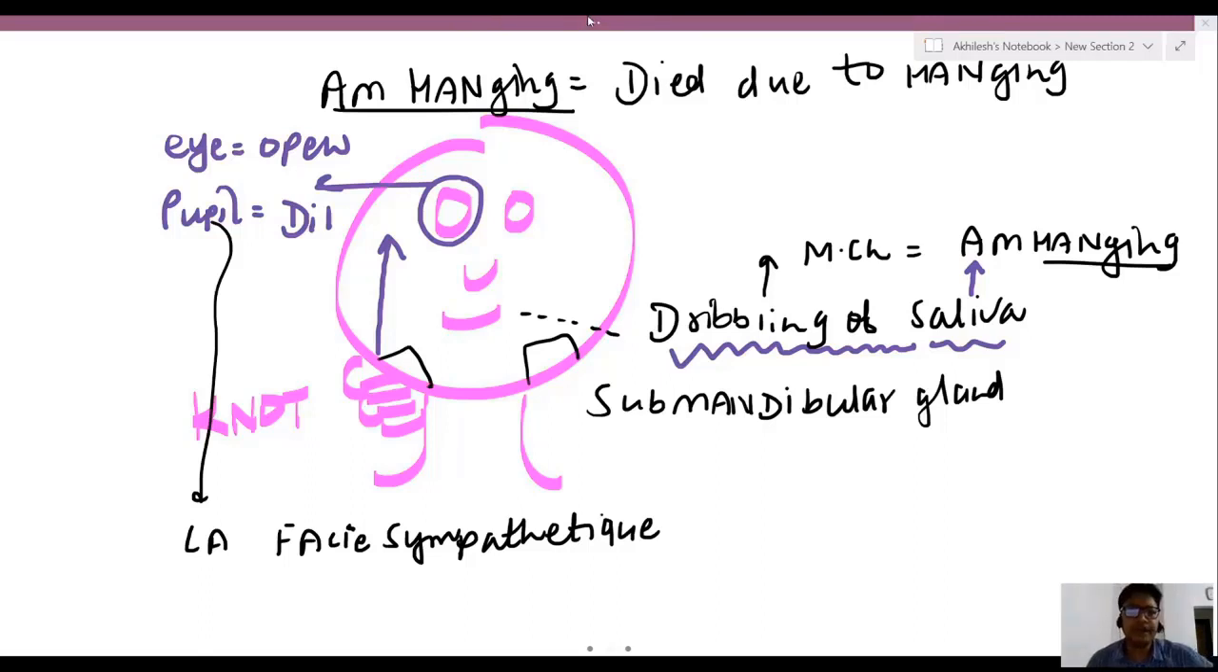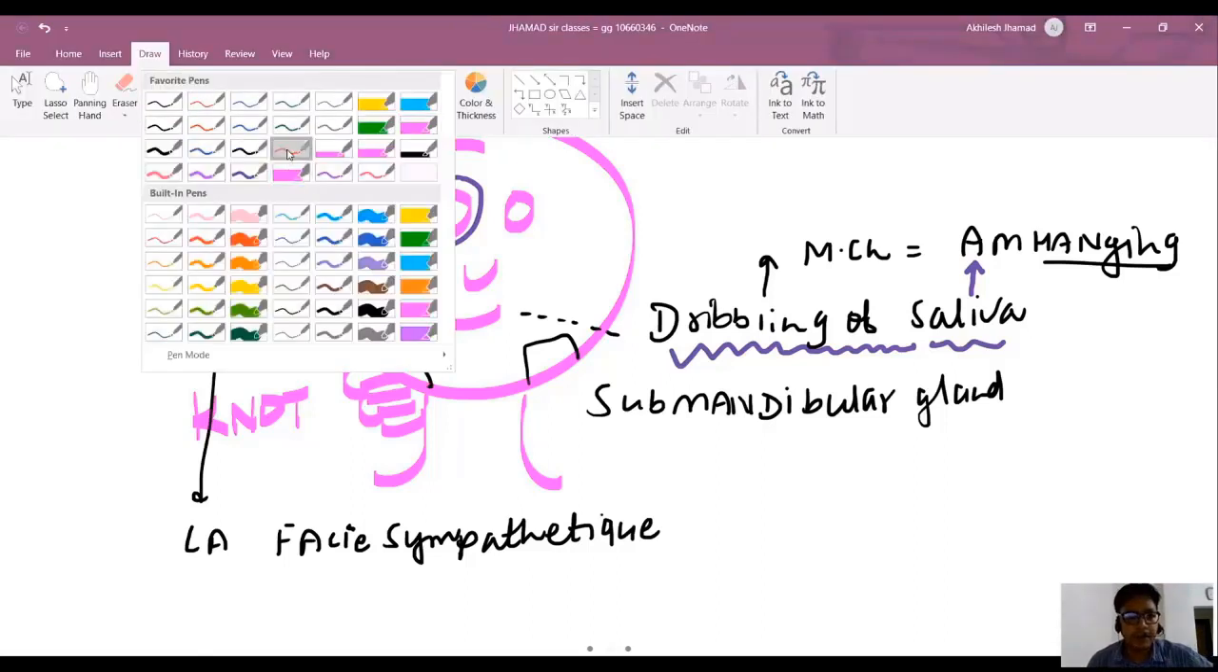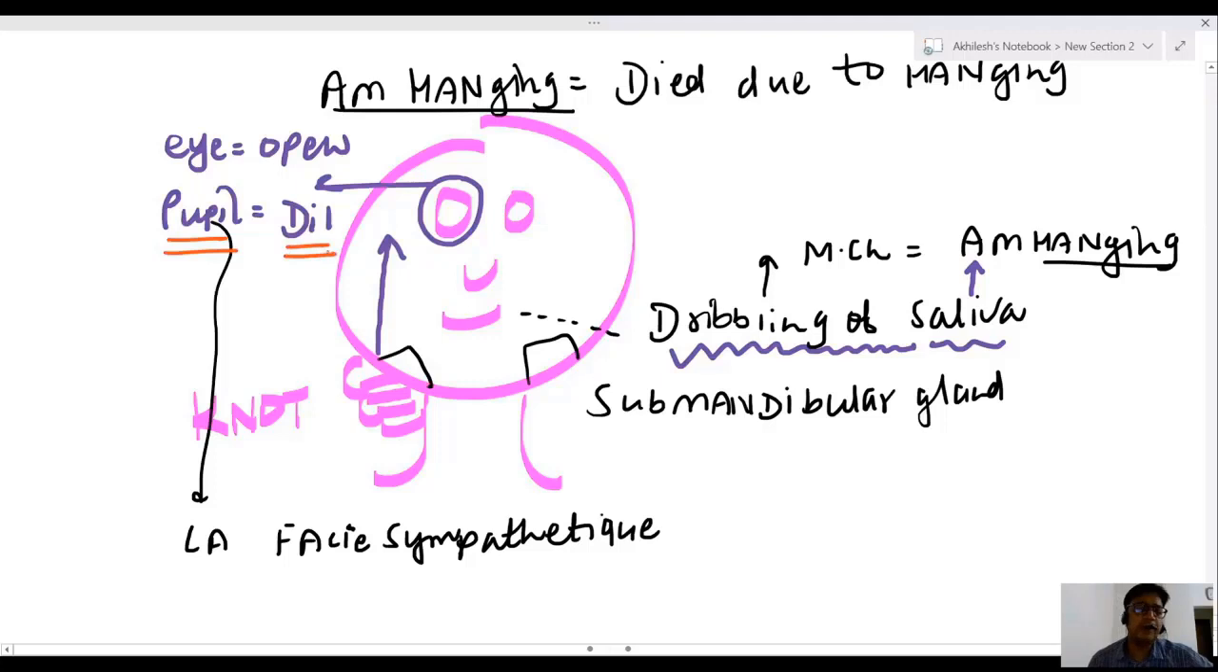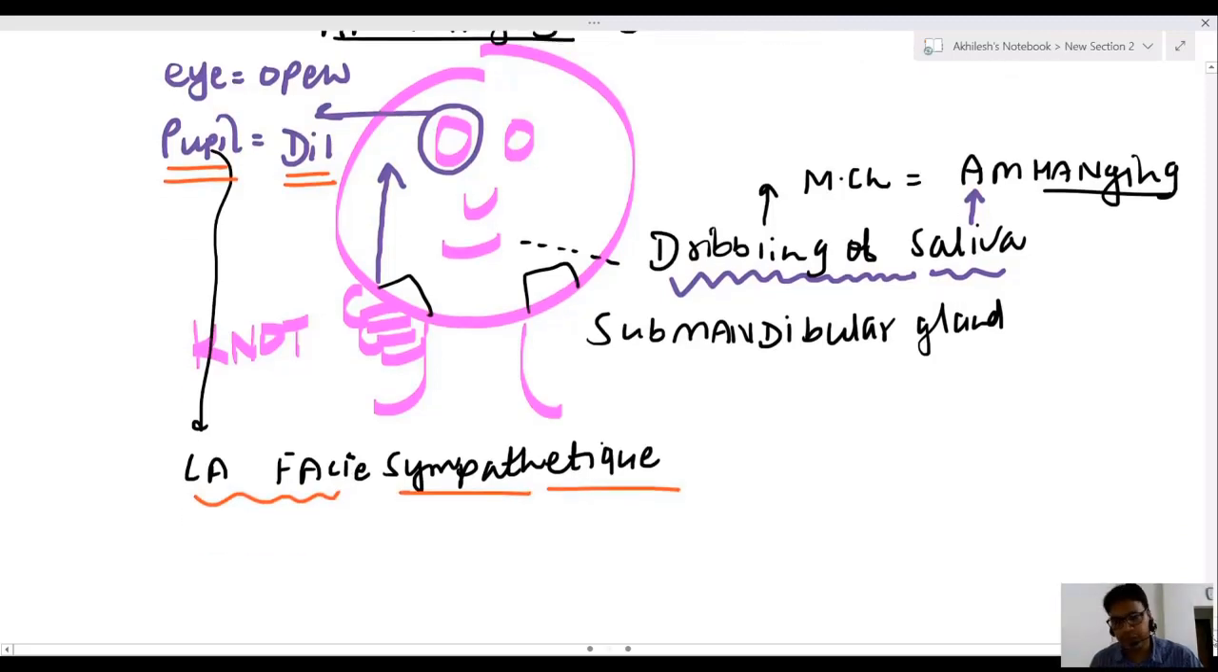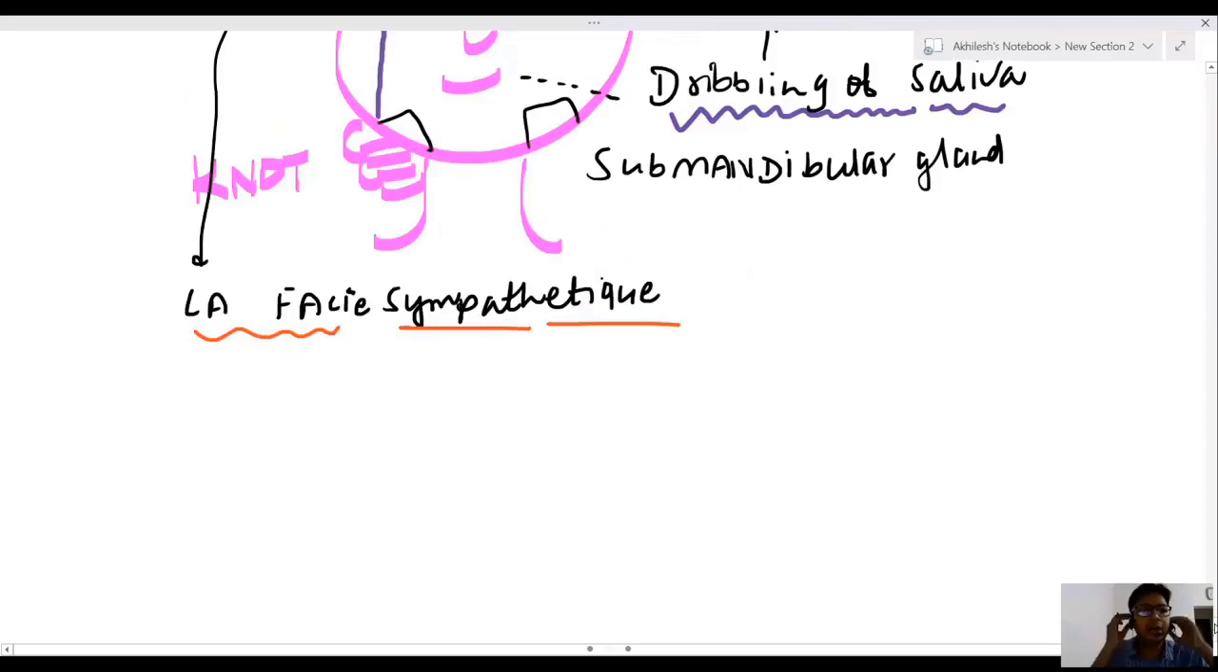Now, on the same side of the knot, that's a very important point. On the same side of the knot, the eye remains open and the pupil is dilated. This is the knot, this eye will remain open, the opposite side will be closed, and the pupil is dilated. This finding is known as la facie sympathetique. It is because of sympathetic chain stimulation. Another important finding.